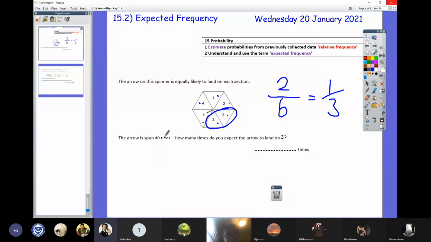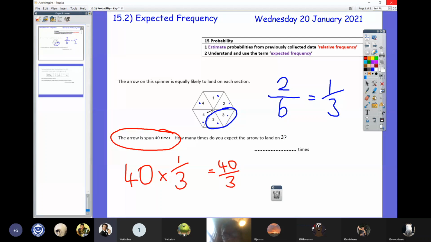So you simply take the 40 and multiply it by a third, and that's going to give you 40 over 3 times. Now that's not a whole number, that's because I've amended the question, but I expect you'll be getting a whole number. So all you've got to do, step 1, work out the probability, and then if it happens 100 times, multiply it by 100. If it happens 50 times, multiply it by 50. So that's the easier type of question. Some of the worksheet has questions like that.